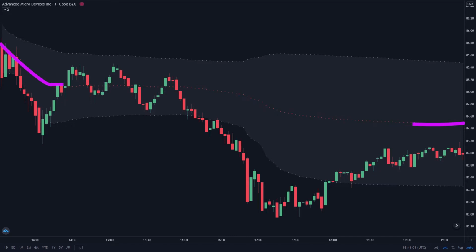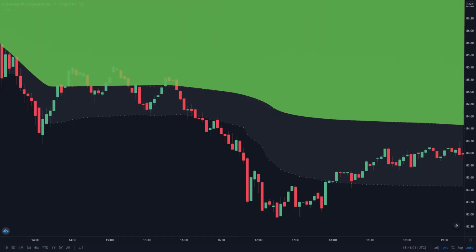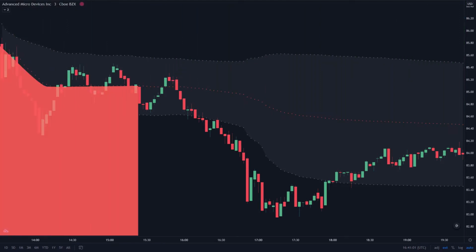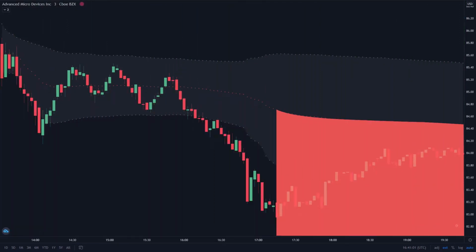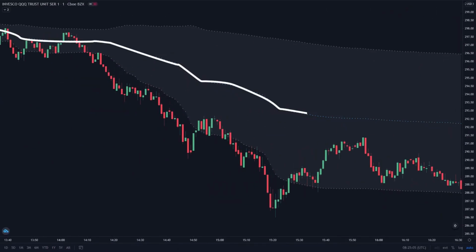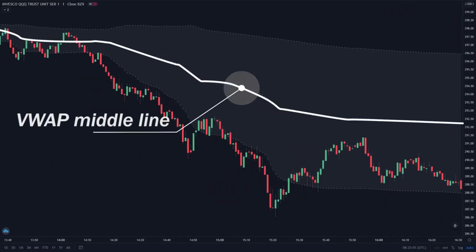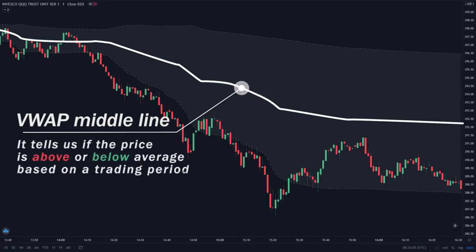When the price is above the indicator line, the price is considered bullish. And when the price is below the indicator line, the price is considered bearish. So the middle line in this indicator is actually just a normal VWAP line. This is the most important part of the indicator because it serves as a determiner on whether a price is above or below average.